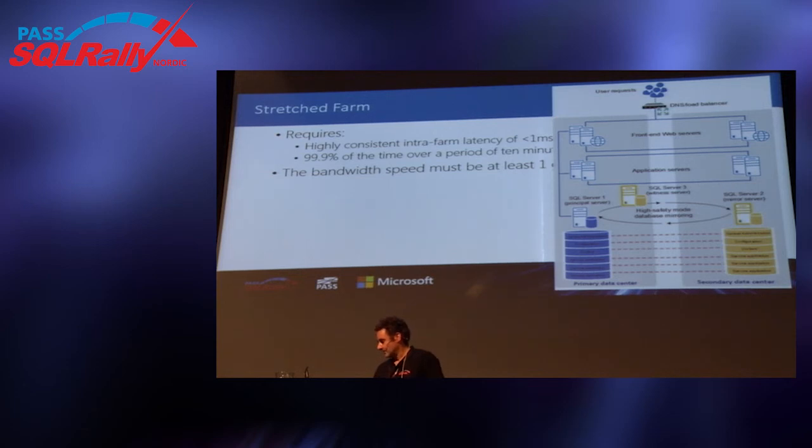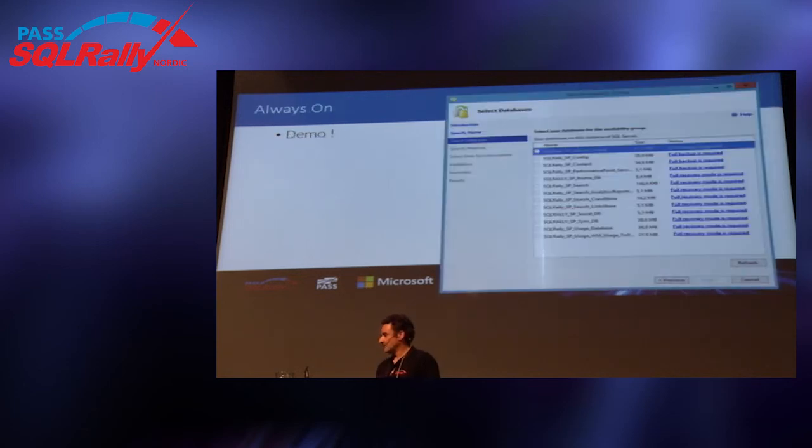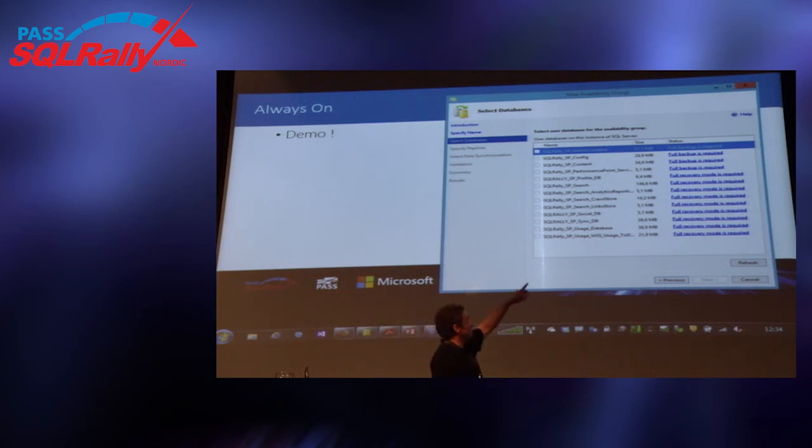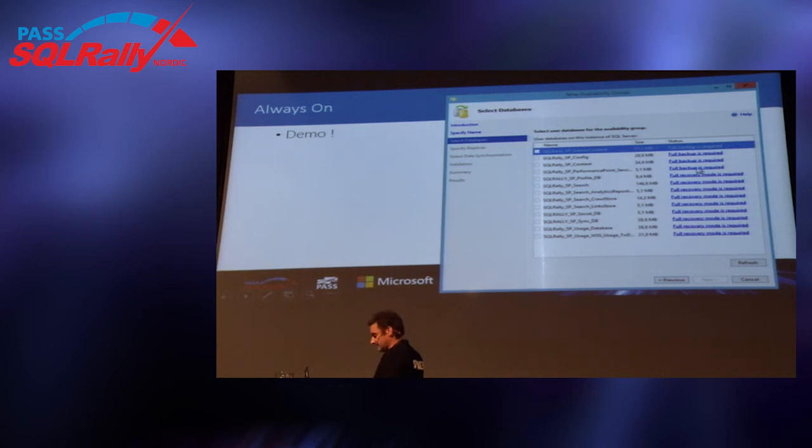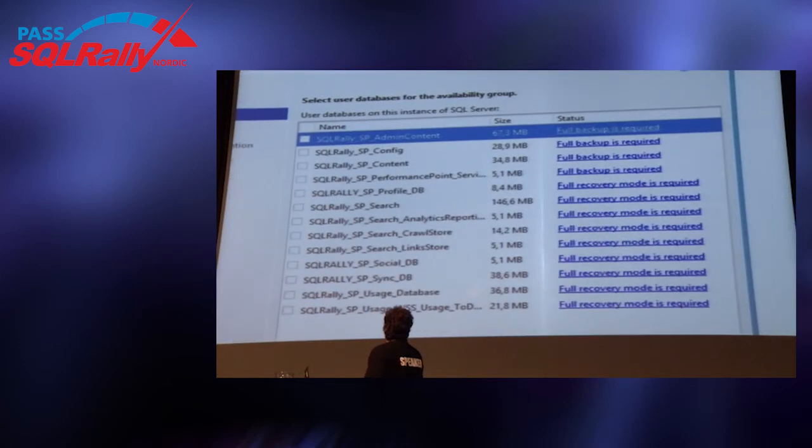Okay, so let's have a look at Always On. When you want to add all your SharePoint databases into Always On, it will start by complaining that the full recovery mode is required for the SharePoint databases. So that's one of the first changes you have to make on the database. You have to have the full recovery mode, and of course a backup.